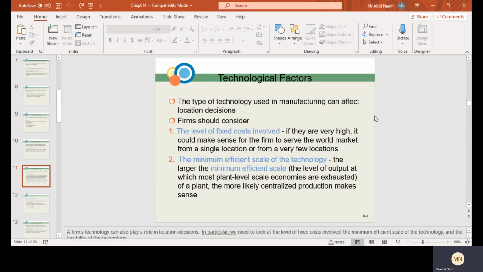Second can be the minimum efficient scale of a technology. That is, the larger the minimum efficient scale, which can be described as the level of output at which most plant-level scale economies are exhausted, the more likely centralized production makes sense. So it's directly related to cost factors related to the cost of manufacturing, assembly, workforce, and technology. Any firm has to reconsider all the aspects of the business if they want to go for either centralized production systems or localized, few-location-based production systems.